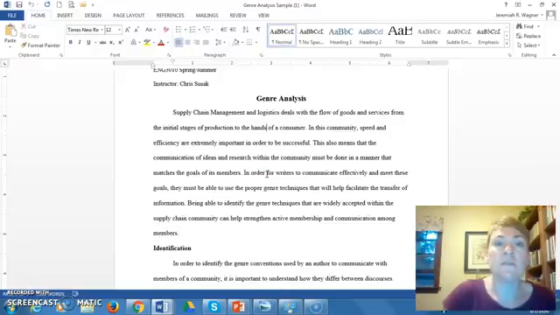You can see that the student decided to open with an introductory paragraph. I think that's a really good idea. This paper got an A minus, so this is a good sample. The introductory paragraph here basically talks about the discourse community and gives the reader a little bit of information about that discourse community. In this case, it's supply chain management. And it talks a little bit about genres in supply chain management.